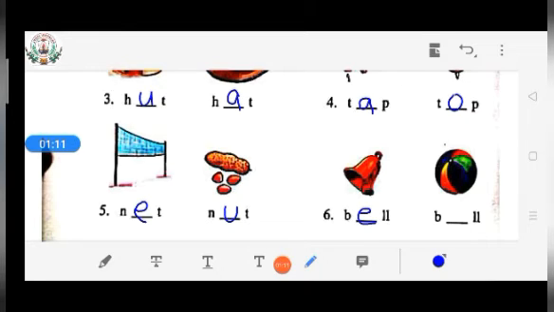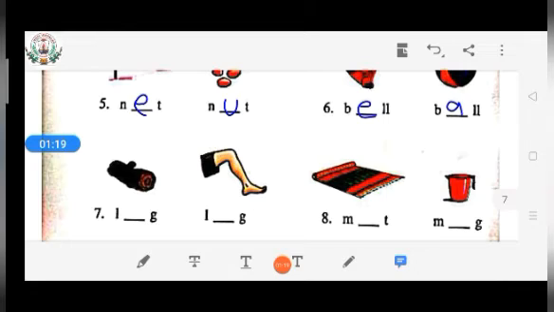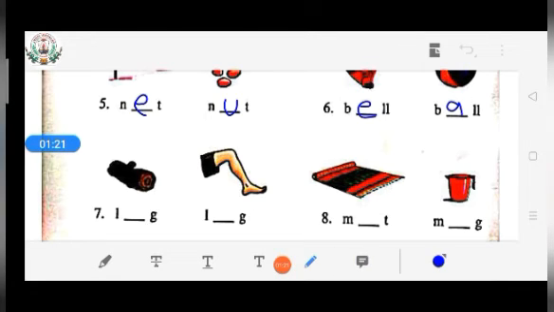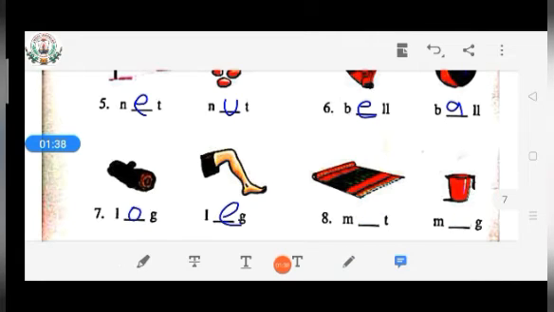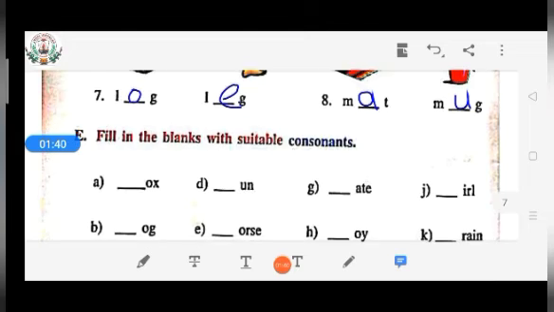Look at the sixth picture, children. B-E-double L, bell. B-A-double L, ball. Look at the seventh picture, children. L-O-G, log. L-E-G, leg. Look at the eighth picture, children. M-A-T, mat. M-U-G, mug. Next one.